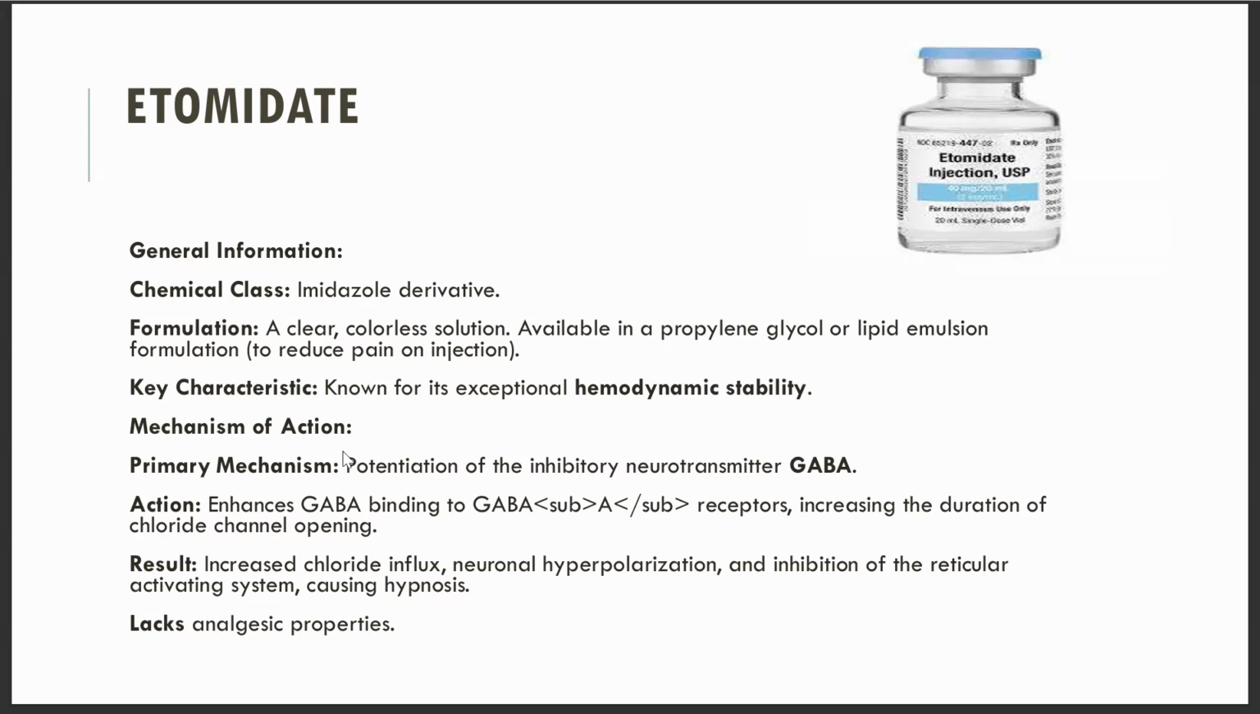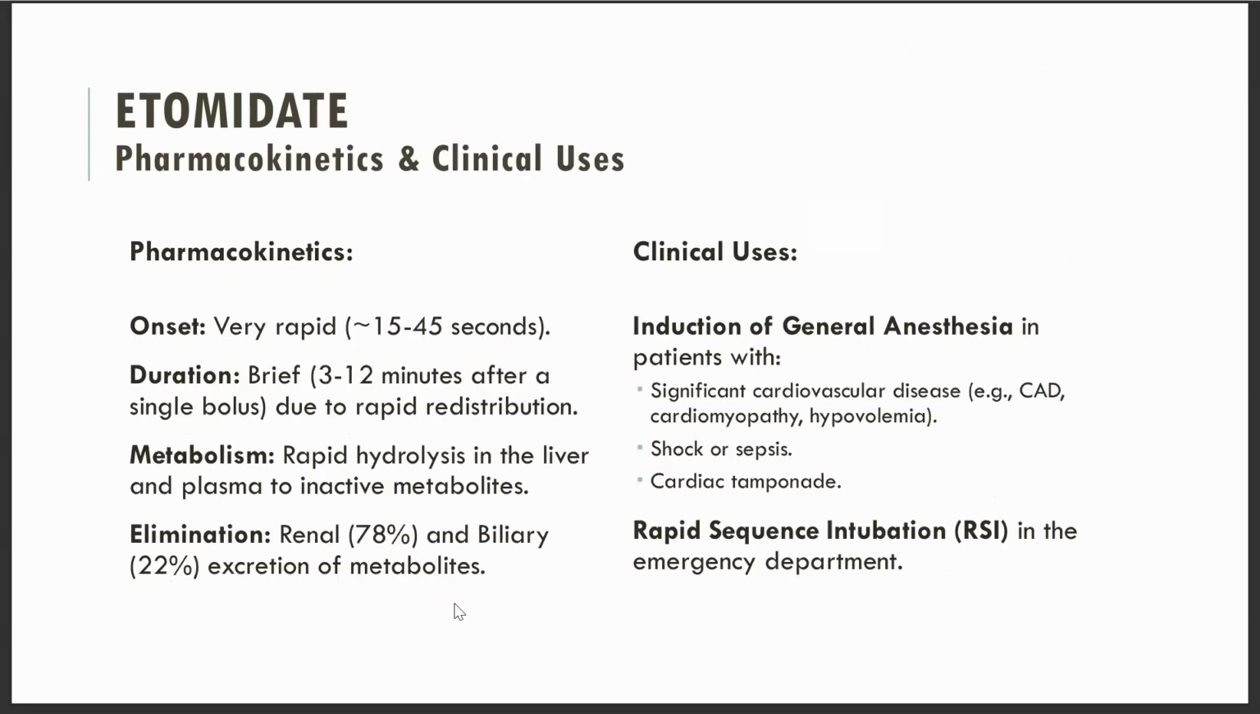Mechanism of action: primary mechanism is potentiation of the inhibitory neurotransmitter GABA. Action: enhances GABA binding to the GABA-A receptor, increasing the duration of chloride channel opening. Result: increased chloride influx and neuronal hyperpolarization and inhibition of the reticular activating system, causing hypnosis. Hypnosis is loss of awareness or consciousness; it lacks analgesic properties. Its pharmacokinetics and clinical uses.